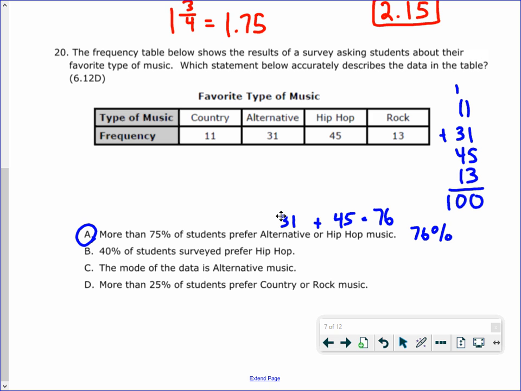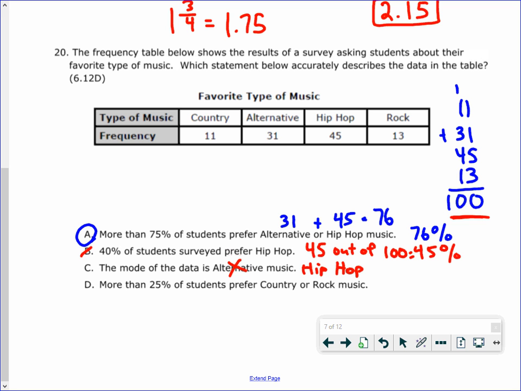Let's prove the other ones wrong, just in case. 40% of students surveyed prefer hip-hop. No, if it's out of 100, hip-hop is 45 out of 100, which is 45%. So that one's wrong. Should be 45%. The mode of the data is alternative music. No, the mode would actually be hip-hop. Remember, mode is the one that occurs the most.